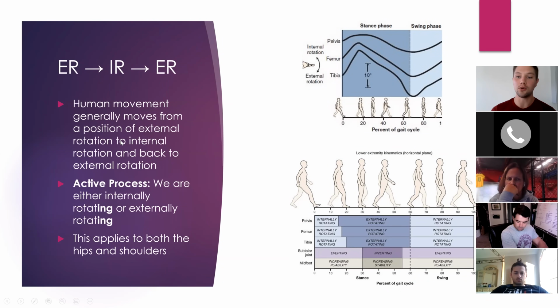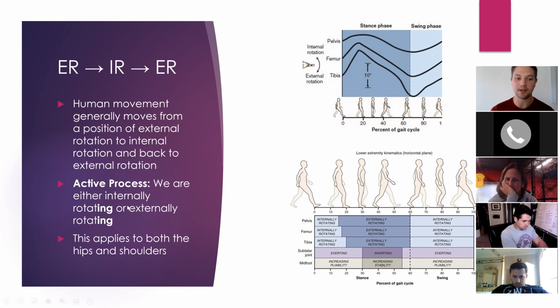So if we're going to move from a position of external rotation to internal rotation, look at this graph right here. We have to start from a position of relative ER to go to IR, back to ER again. This can look a little bit confusing because, wait a second, internally rotating, externally rotating, then back to internally rotating. Think about it like this.